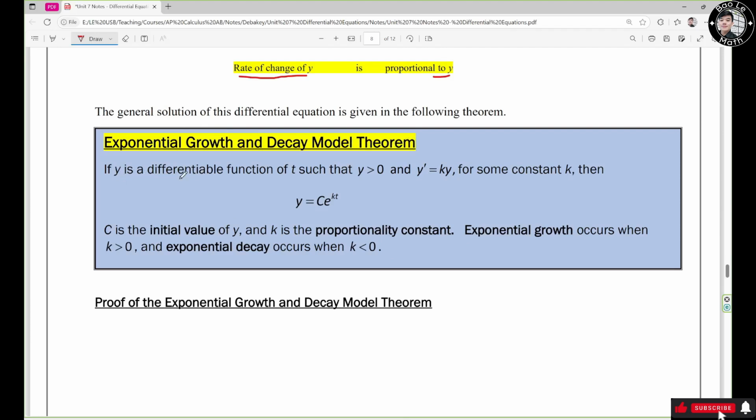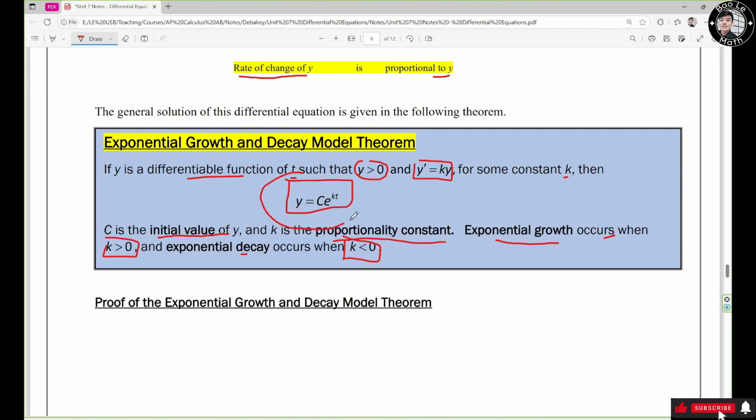Now, the exponential growth and decay model theorem. If y is a differentiable function of t such that y greater than 0 and y prime equals k times y for some constant k, then y equals c times e raised to the k times t, where c is the initial value of y and k is the proportionality constant. Exponential growth occurs when k is greater than 0. Exponential decay occurs when k is less than 0.